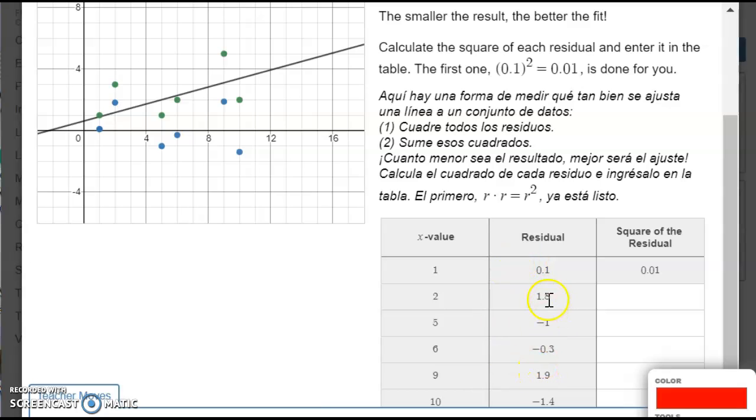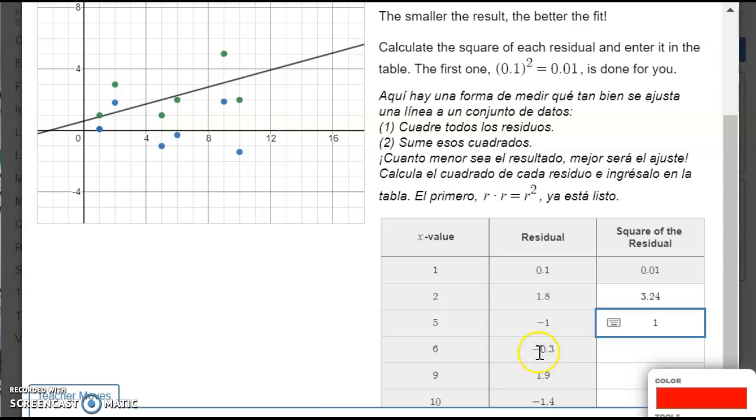They have calculated the residuals for me, so I just need to do the 1.8 squared. What is 1.8 squared? That's 1.8 times 1.8. You can pull out the calculator and you get 3.24, so I enter 3.24 here. What is negative 1 squared? That is not negative 1 times 1, it's negative 1 times negative 1. Look what happens to the negative number: it became positive. 1 times 1 is 1, so it's just 1.